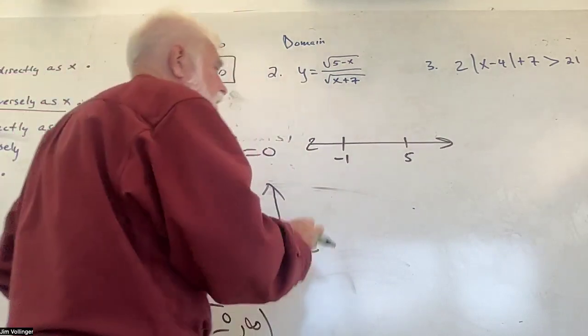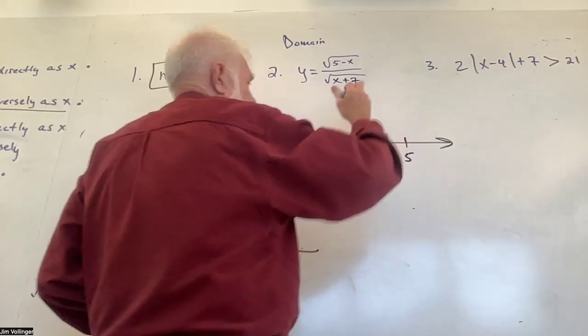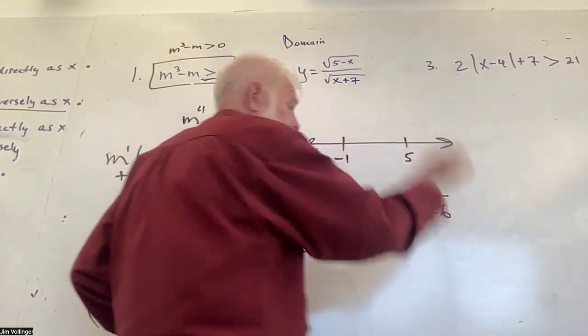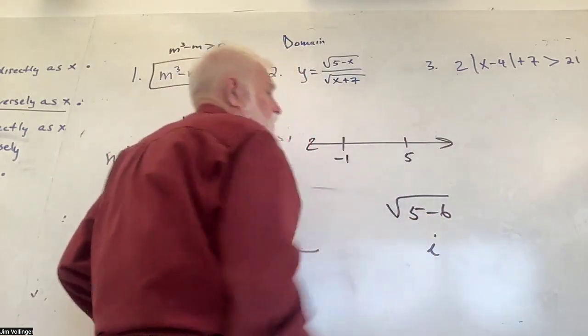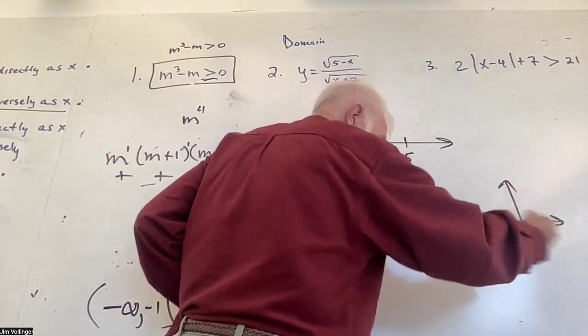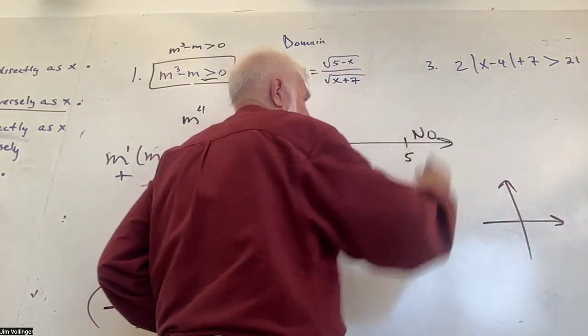So can I use the number bigger than 5? Okay, well, pick a number bigger than 5. Let's put 6 in. 5 minus 6. I can stop right there. That's imaginary. So therefore, it's not going to show up on the Cartesian coordinate system, which is real numbers. So no, can't use those numbers.